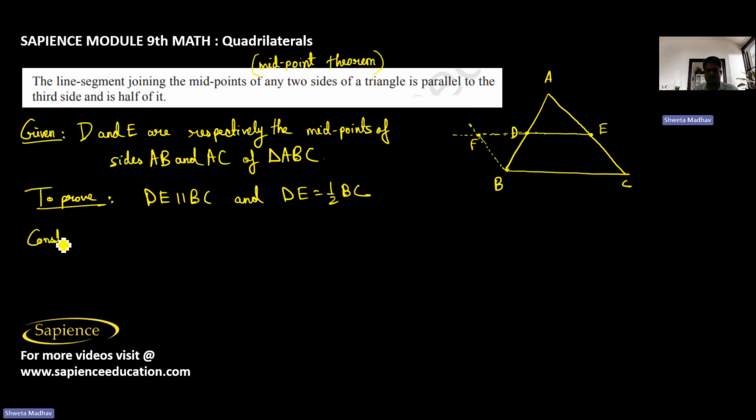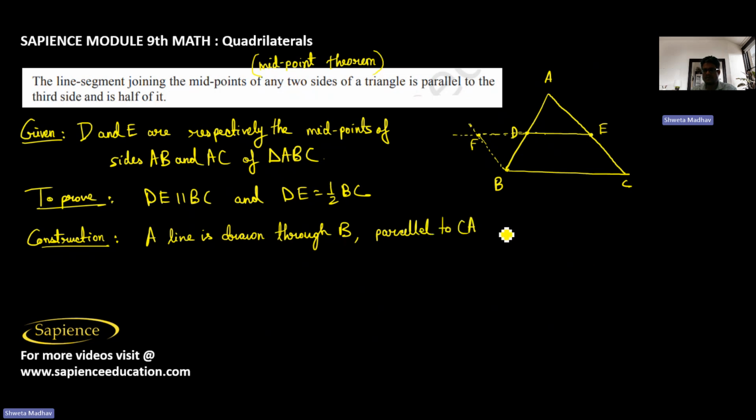So here we need one construction. The construction is a line is drawn through the point B, which is parallel to CA, which intersects ED extended at the point F.